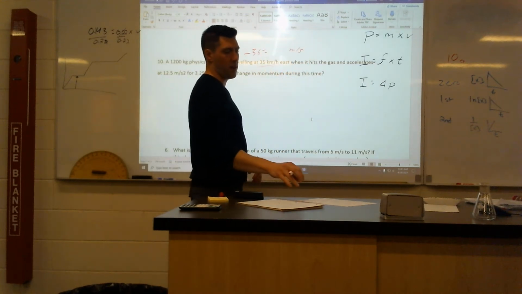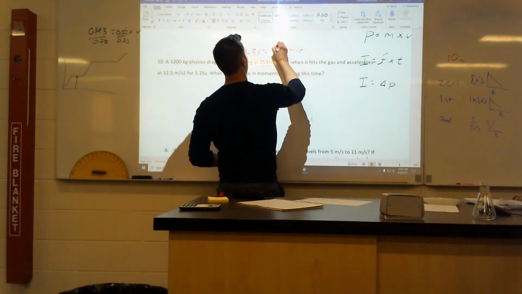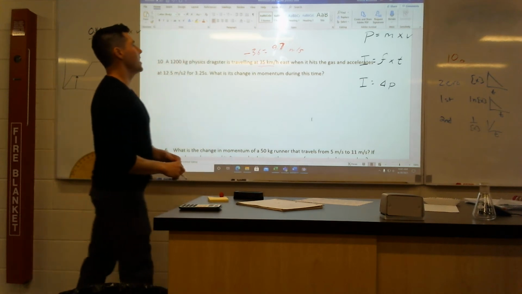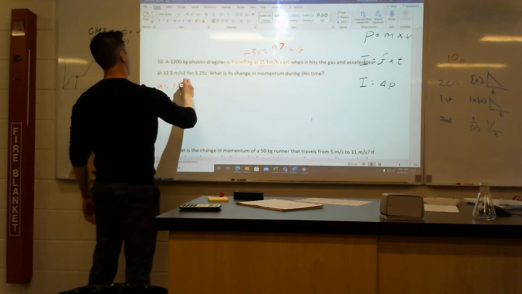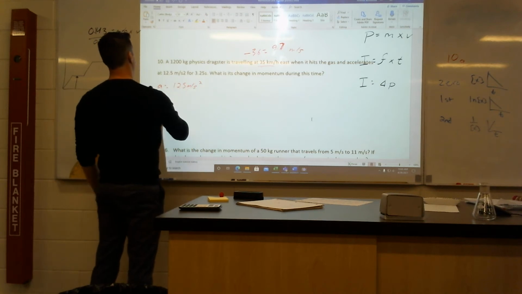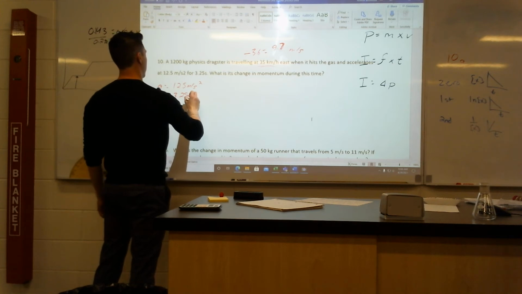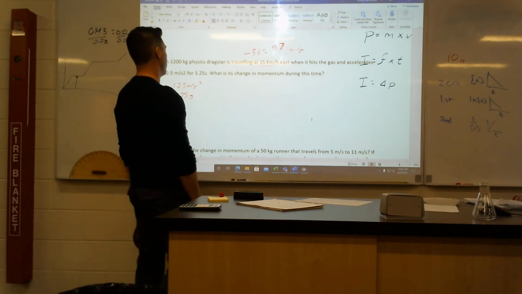When I divide that by 3.6, I get 9.7 meters per second, okay? When it hits the gas and accelerates at 12.5 meters per second squared for a time of 3.25 seconds, what is the change in momentum?